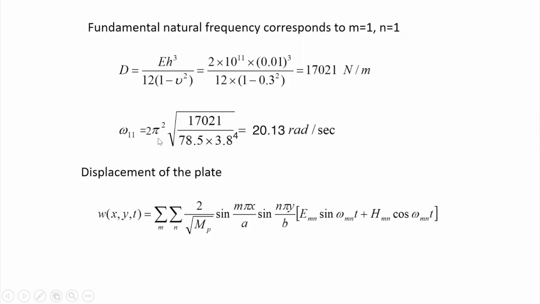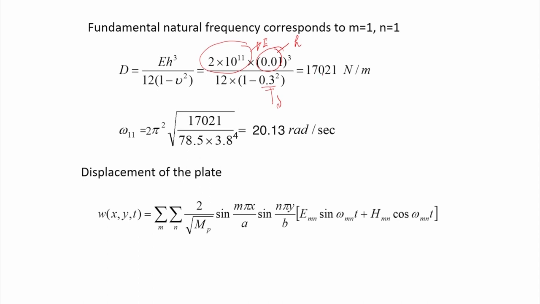Now let us first calculate one by one. This fundamental frequency corresponds to m equal to 1, n equal to 1. That is, half waves are formed in the mode shape in both directions. So d is equal to e h cube divided by 12 into 1 minus mu square, equal to, after substituting these values, e that we have shown, h the thickness of the plate, and this is the Poisson ratio mu.